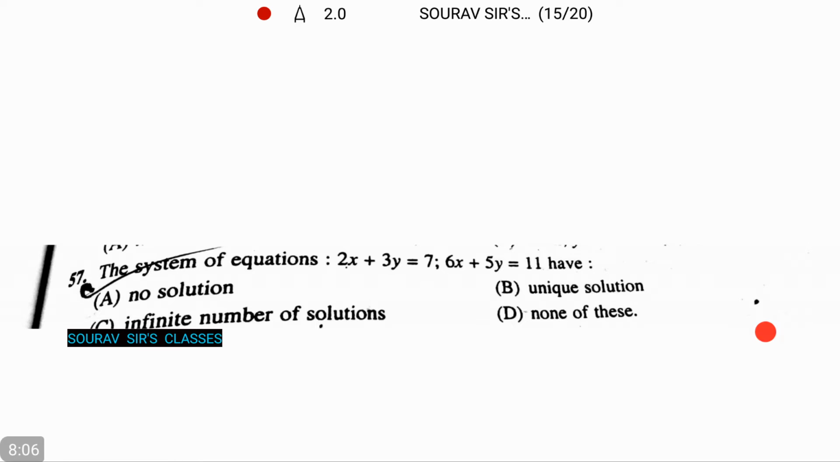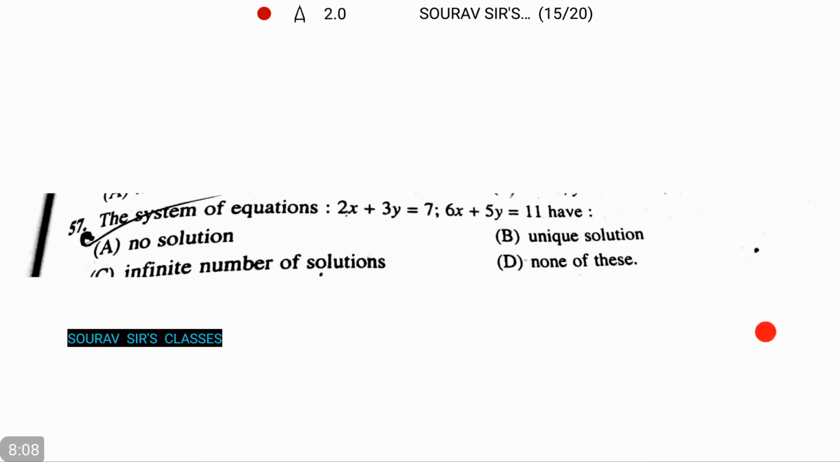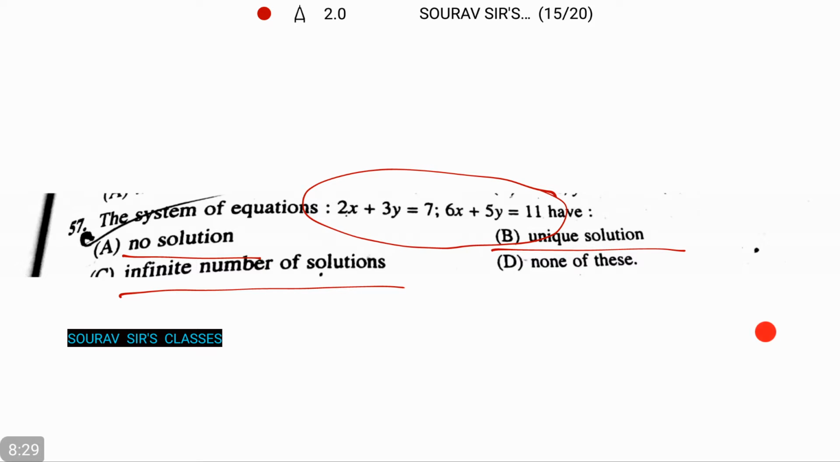The system of equations 2x plus 3y equals 7 and 6x plus 5y equals 11 has: no solution, unique solution, infinite number of solutions, or none of these. These are your options. So we are to evaluate the number of solutions for these equations right here. So what do we do?